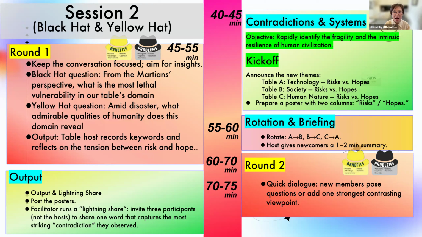So in this section, our black hat question is, from the Martians' perspective, what is our lethal vulnerability in this domain? And our yellow hat question, amid the disaster, what admirable quality of humanity does it reveal? The host will record this, focusing on the tension between the risk and hope. The rotation process is the same, but the final output is different. Instead of a gallery walk, after posting the posters, I will ask 3 participants, not the host, to share one single word that captures the most striking contradiction they observe.